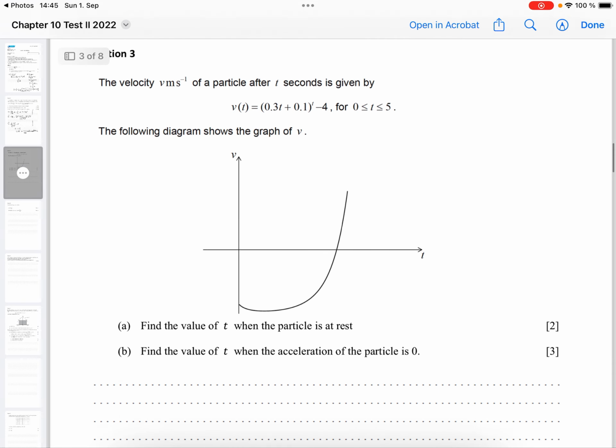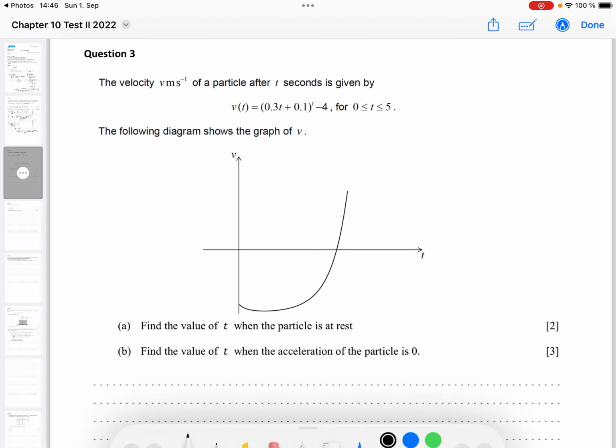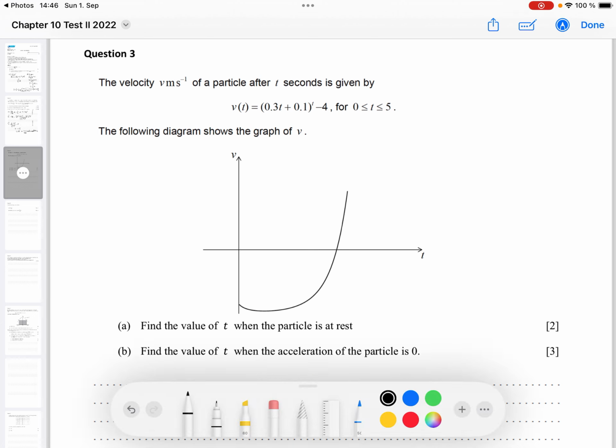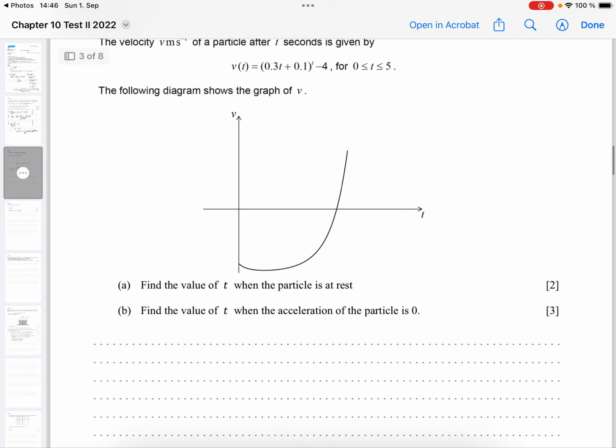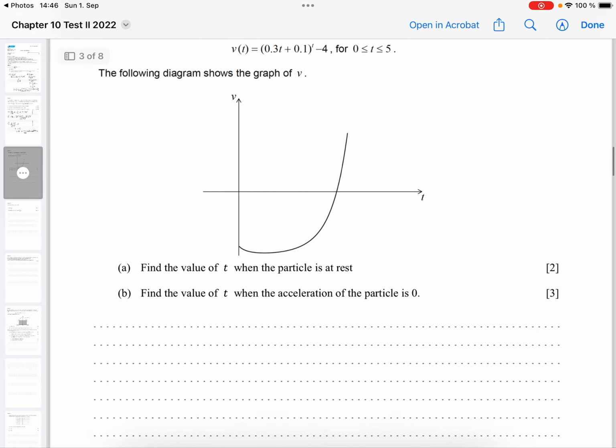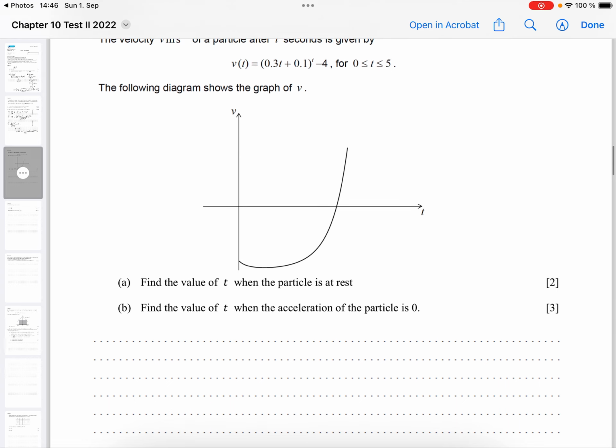Alright, question 3 says the velocity of v meters per second of a particle after t seconds is given by v of t equals 0.3 to the power t plus 0.1 to the power t minus 4. The following diagram shows the graph of v. So the question says find the value of t when the particle is at rest.